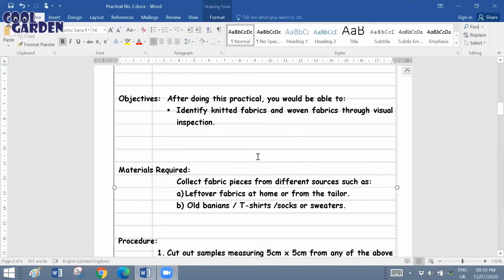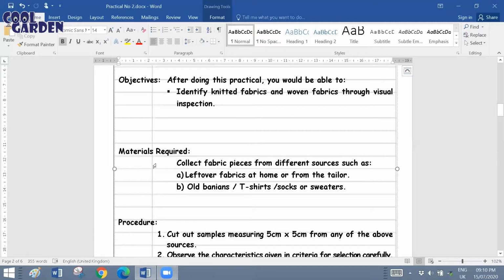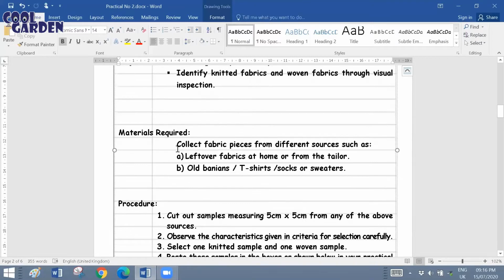Then the next is materials required. To do this experiment, you have to collect a few things and keep them ready. In materials required, you collect fabric pieces from different sources, such as leftover fabrics at home or from a tailor, old banyans, t-shirts, socks, or sweaters.